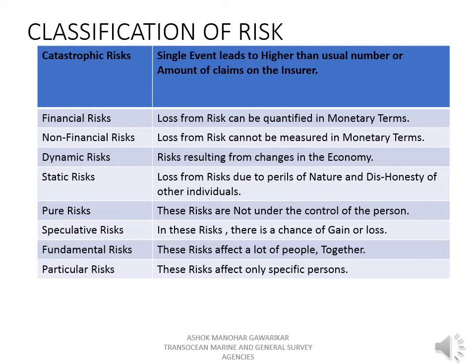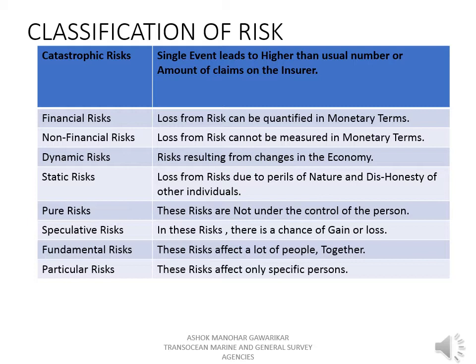Dynamic risk results from changes in the economy. You see the GDP and changes in the economy. There is a depression in the market, there are no sales, and suddenly there are changes in import and export policy. So these are risks considered dynamic risk: risk arising from a changing economy and government involvement, resulting in changes in the economy. That is dynamic risk.